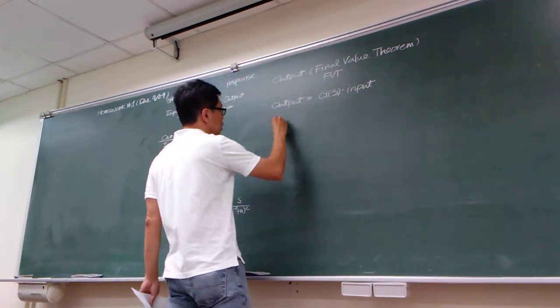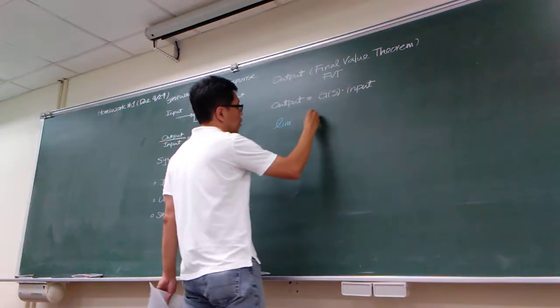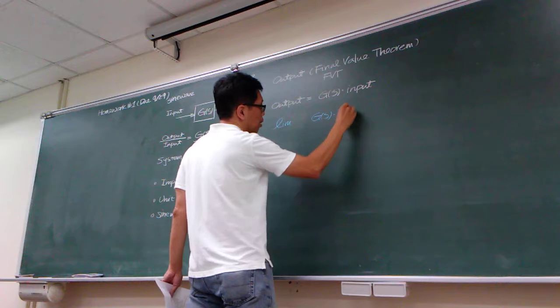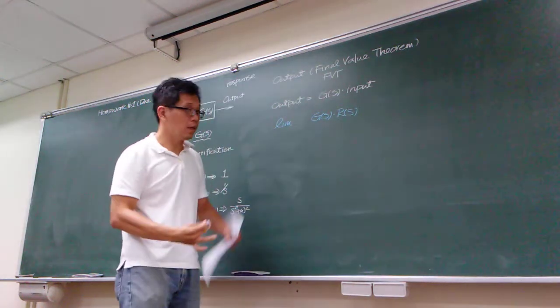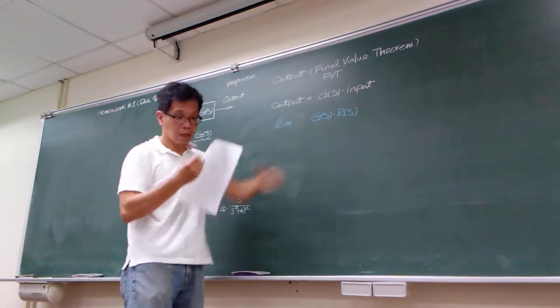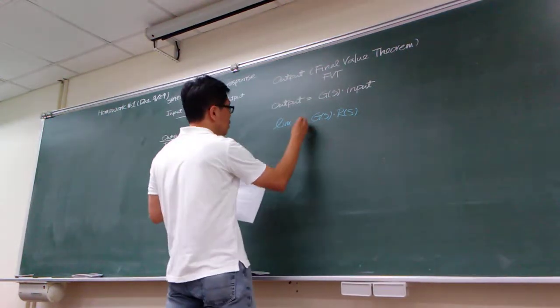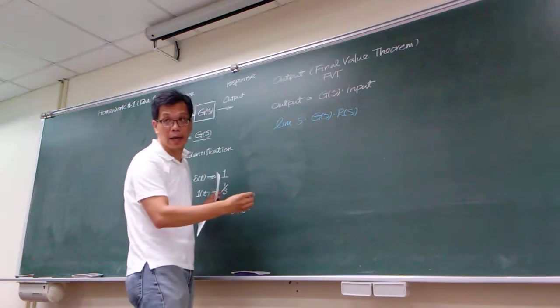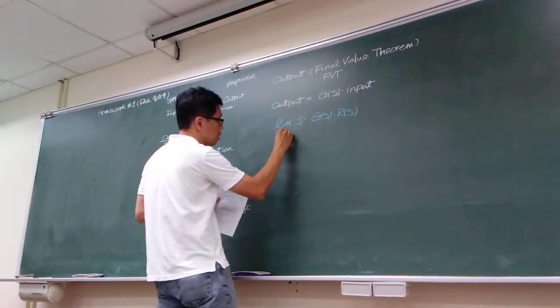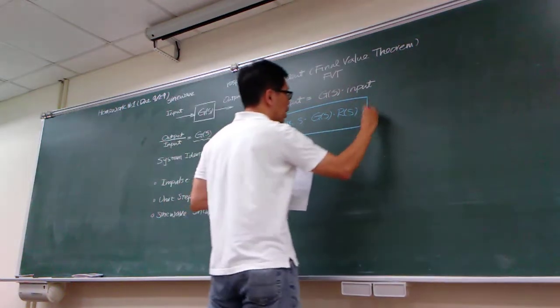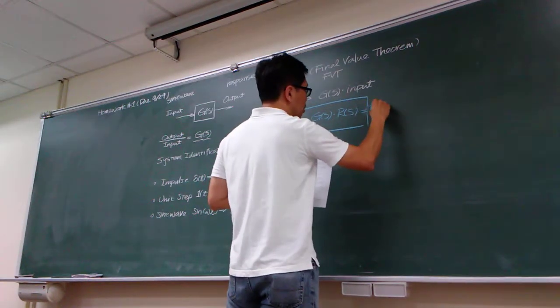It is going to be, of course, I need to have my G of S multiplied by my R of S, right? This is my input. And when we try to find out the final value, what we're going to do is multiply everything by S and keep S close to 0. This is going to be my final value.